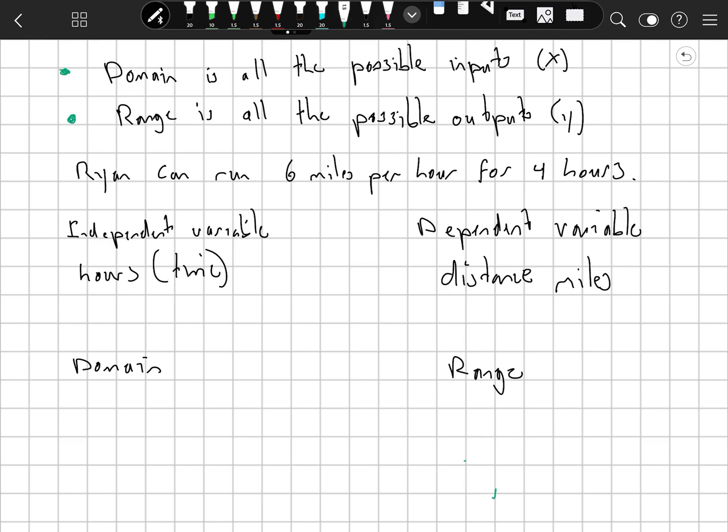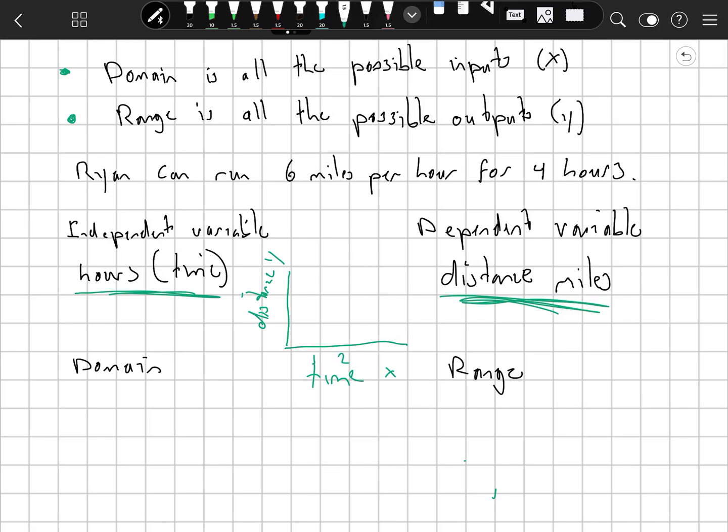So let's read this. It says Ryan can run 6 miles per hour for 4 hours. Well, the independent variable is time in hours, and the dependent variable is distance in miles. Now that we have this, let's make a little chart here. Here's time, and here's distance. Time is x, the independent, and distance is along the y-axis, the dependent. Okay, so let's see. He runs for 4 hours at that rate before he has to stop or before he collapses. I would probably collapse.